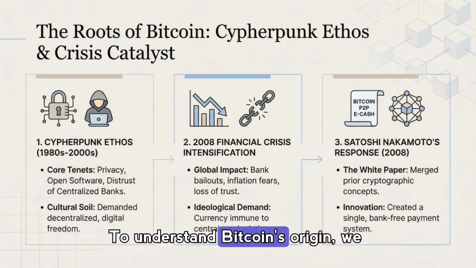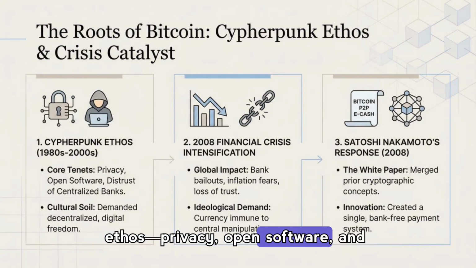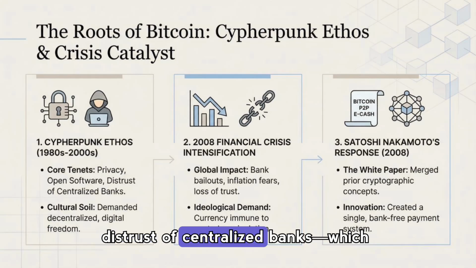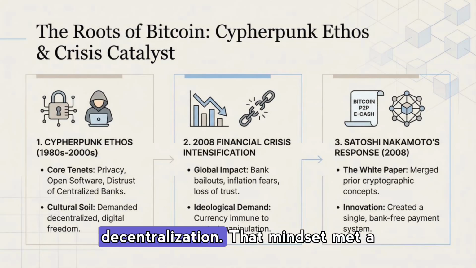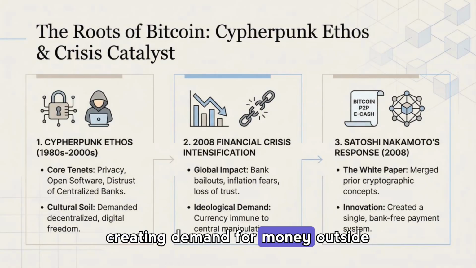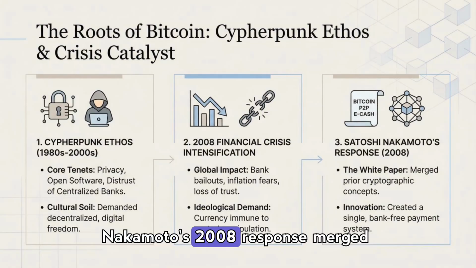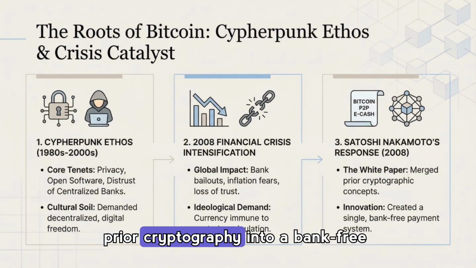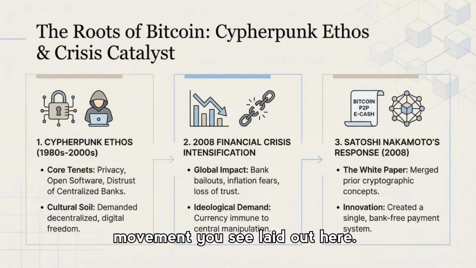To understand Bitcoin's origin, we start with the cypherpunk ethos: privacy, open software, and distrust of centralized banks, which set the cultural groundwork for decentralization. That mindset met a catalyst in the 2008 financial crisis, creating demand for money outside traditional control. Satoshi Nakamoto's 2008 response merged prior cryptography into a bank-free payment design, sparking the movement you see laid out here.